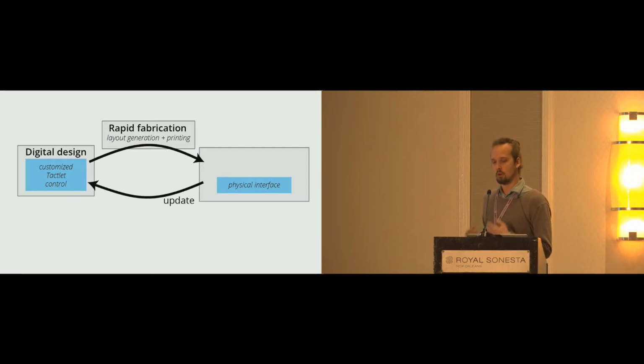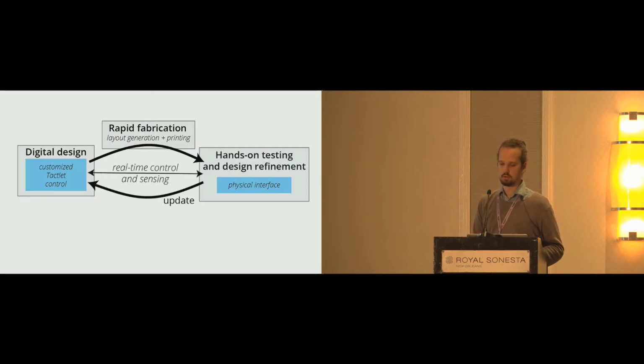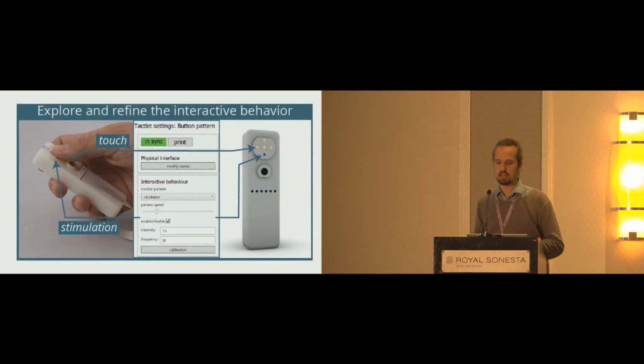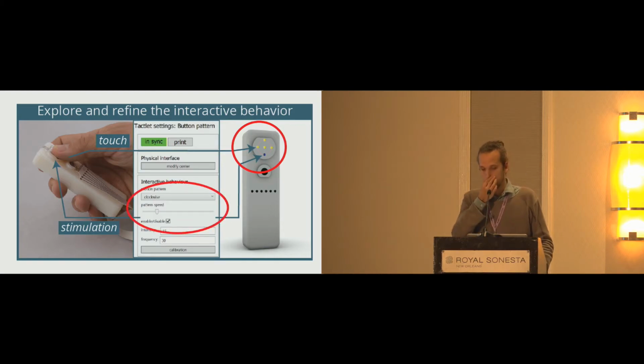As an alternative, we introduce a real-time design mode to support rapid hands-on testing and design refinements using the printed prototype. So in this mode, the design tool and the fabricated prototype are connected and synchronized in real time. So to physically explore design options, the design tool offers live control of the prototype's interactive behavior. In this example, the tool visualizes the touch input and offers control to change the pattern speed or to set the activated-deactivated state of the selected pattern button.